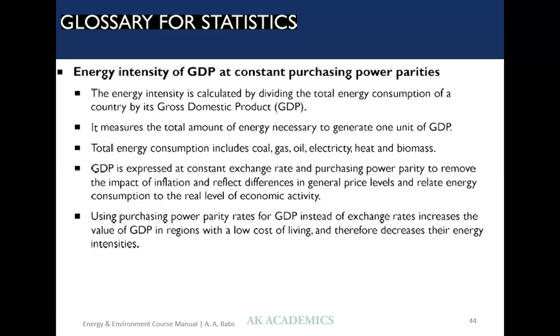The GDP, which is also known as gross domestic product, is expressed at constant exchange rate and purchasing power parity to remove the impact of inflation and reflect differences in general price levels. And it relates energy consumption to the real level of economic activity. Using the purchasing power parity rates for GDP instead of exchange rates increases the value of GDP in regions with low cost of living and therefore decreases their energy intensities. Don't forget, energy intensity is calculated by dividing the total energy consumption of a country by its GDP.